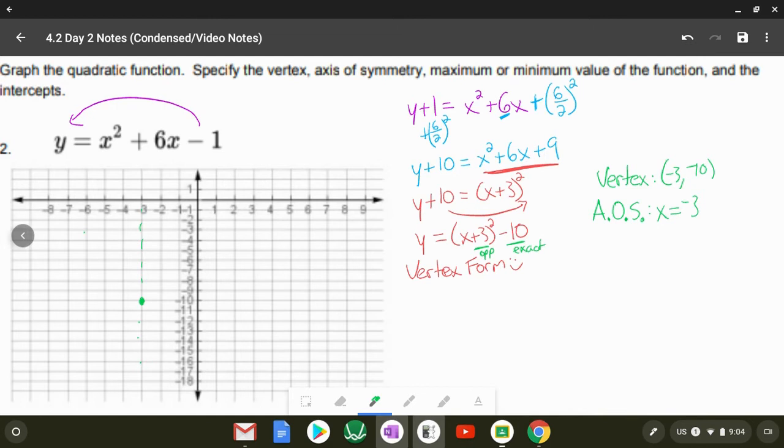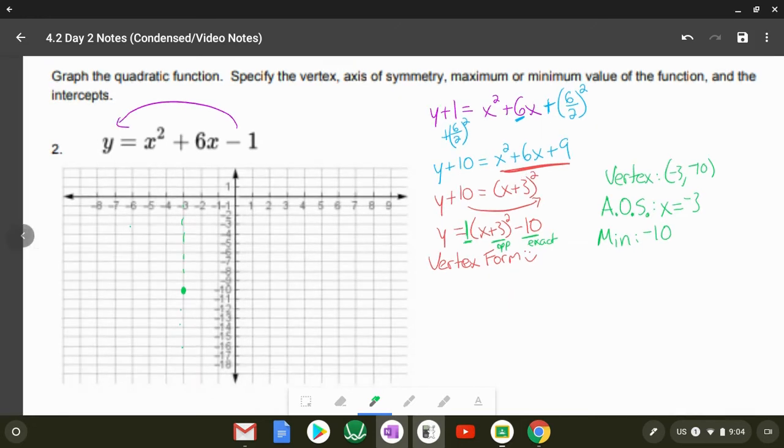Now, looking for a maximum or minimum, we know from the vertex form that this a value is 1, which means it has to open upward, which means that the y value of the vertex is going to be a minimum, not a maximum. So the -10 is our minimum because it is opening upward. Okay. Now, we know that it opens upward, but we don't know how wide or narrow. So what we want to do here is find the x-intercepts or the y-intercept. So it's specifying that we have to find the intercept.